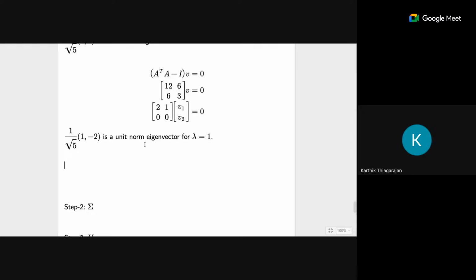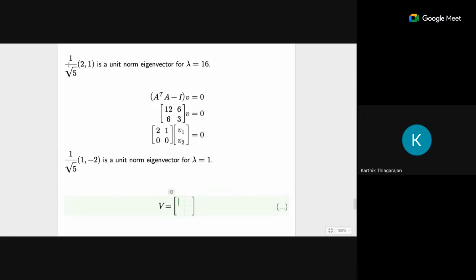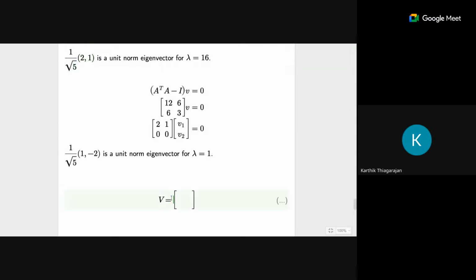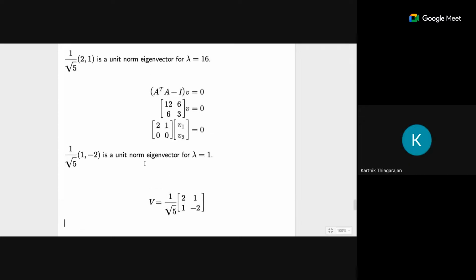So that was step 1. Now all that we have is V, and remaining is to enter V. So it is 2 by root 5. I'll take 1 by root 5 outside, and call this column 2 comma 1, and this column 1 comma minus 2. Is this clear how we obtain V? Yes, sir. So this is V.